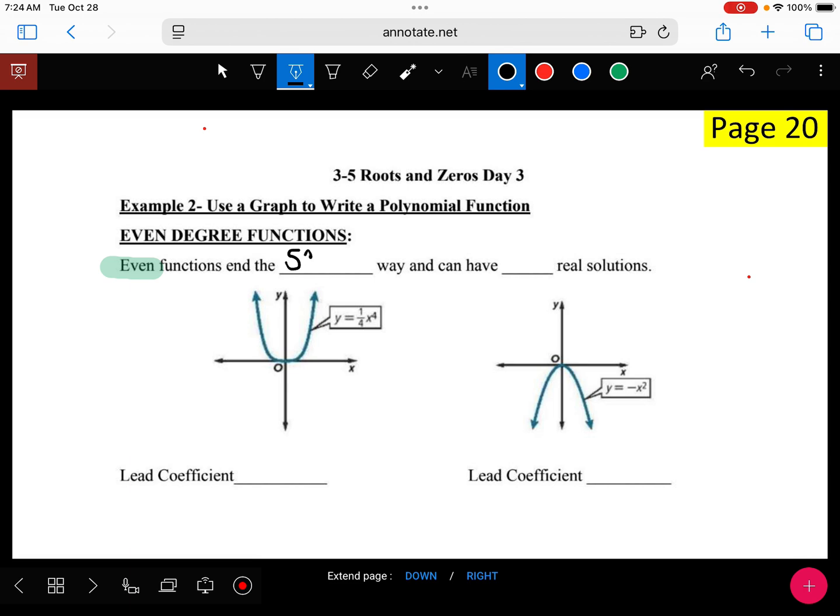The ends function in the same way. And it is possible for even to have no real solution. That is possible. So for this first one, do you think our leading coefficient is positive or negative? Well, you can actually see it though, but how do I know it's positive? Because both arrows are going up, so I'm going to write positive. And this one would be negative.